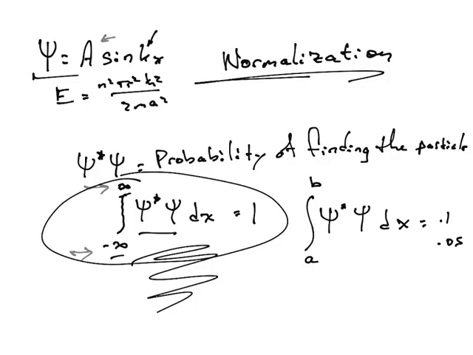The wave function, a sine kx. Now I can rewrite this. K should have been written n pi over a times x. And we know the energy, at least the equation for energy. However, we still don't know that capital A. We still want to know it.